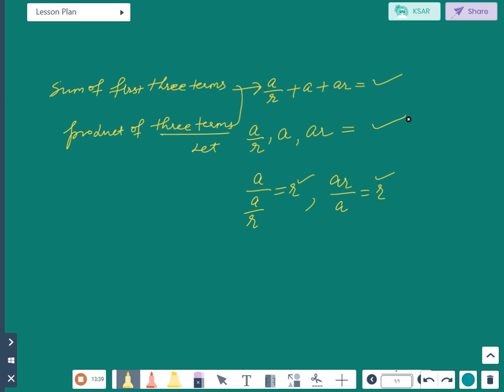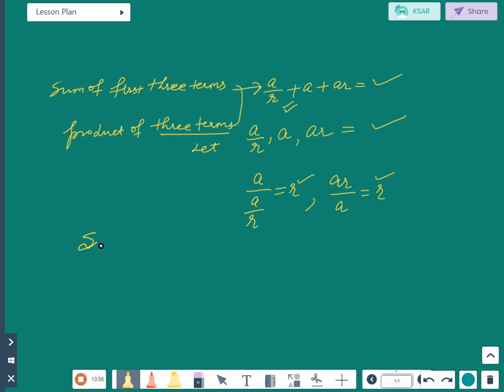Similarly, from there we will get the value of a, and we will place the value of a into the equation here, then we calculate the value of r.